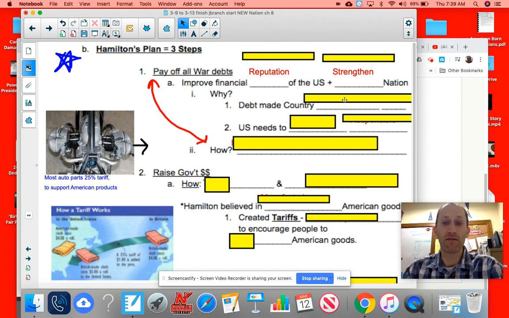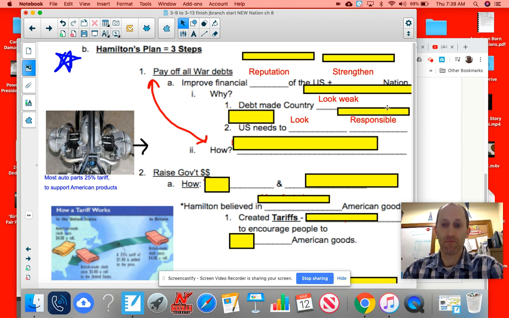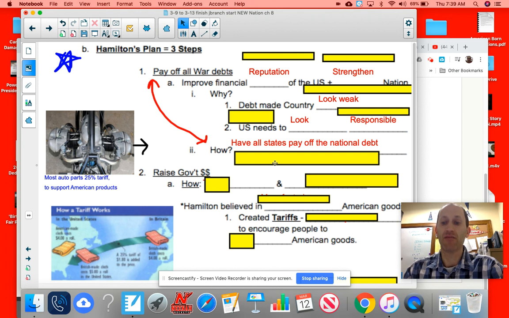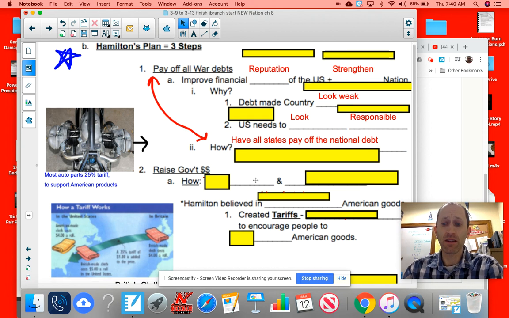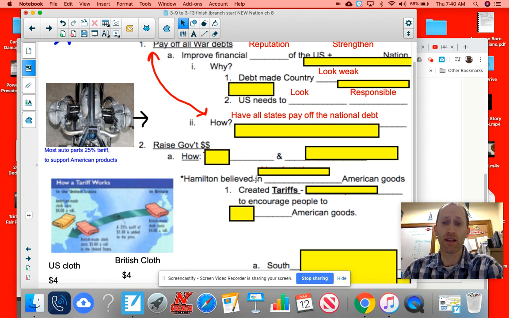Well, Hamilton believed in the banks, okay? He believed that debt made the country look weak and that nobody wanted to trade with a weak country. So the U.S. needs to look strong and responsible. How can we do this? Have the states pay off the national debt. Okay, we can imagine that some states would not like this idea, right? So it would cause a rift or a separation or a disagreement between the two groups. So Hamilton's idea, great idea, but how are we going to get the money?